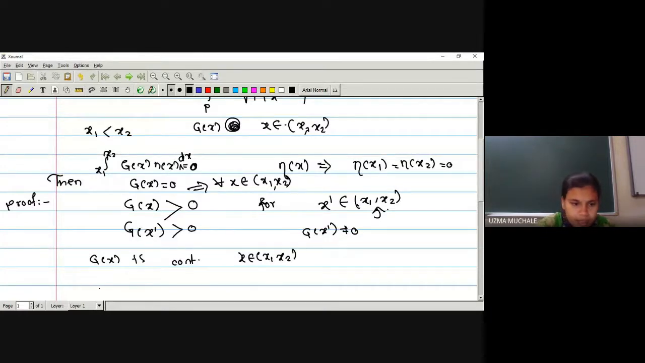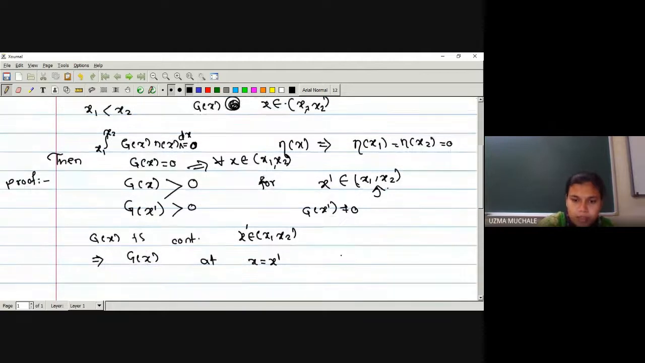So it means that obviously g of x is a continuous function at the point x equal to x dash, right? If it is continuous in the whole interval x1 to x2, obviously it will be continuous at the point x dash, right? So let us select a neighborhood around x dash. Okay, let me draw this.